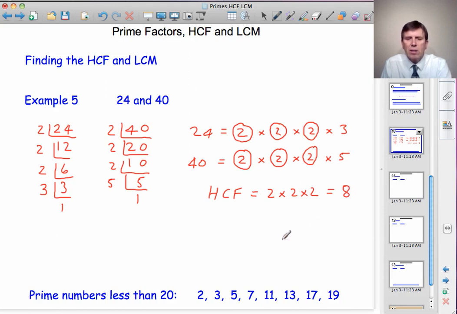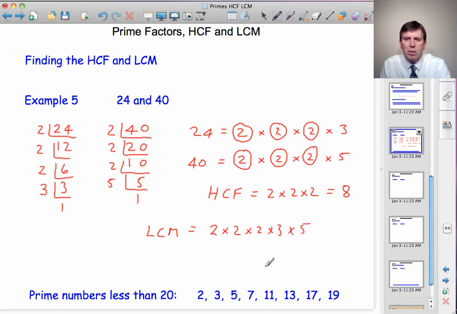Now I'm going to find the lowest common multiple. Well, the lowest common multiple has to have all the factors of 24 in it, because 24 has to divide into the lowest common multiple. So I'm first of all going to write down all the factors of 24. 2 times 2 times 2 times 3. But it also has to have all the factors of 40 in it. 2 is already in it, 2 is already in it, 2 is already in it, but I haven't got the 5 yet, so I'm going to have to multiply by 5.